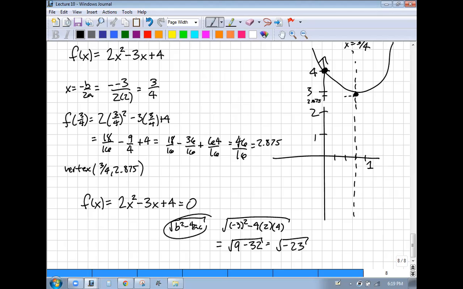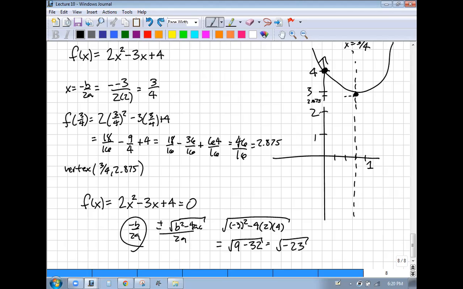If the stuff inside is negative, you don't get any real roots, right? If the stuff inside is positive, then that's a number, and your roots are going to be the minus b. You're going to get this root and the other root, okay? The plus and the minus. Now, if this thing is 0, that's when you only have one root. If that's 0, that's when it's touching, all right?